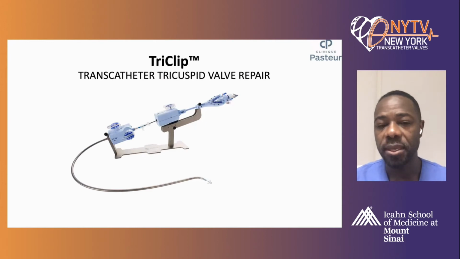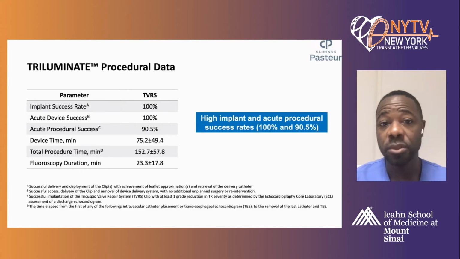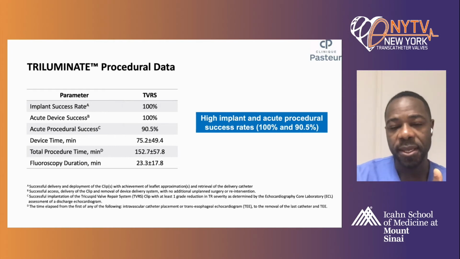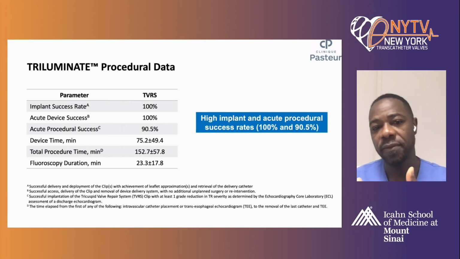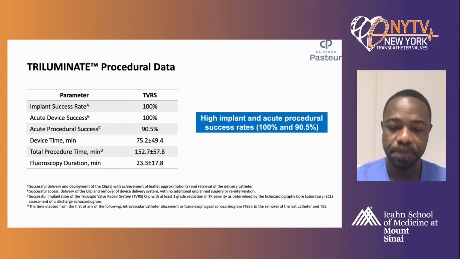The TriClip has been described in the previous talk, and this is definitely a device designed for the tricuspid. Let's focus on the TRILUMINATE trial, 85 patients, meant to evaluate the safety and performance of the TriClip in symptomatic patients with moderate or greater tricuspid regurgitation. First, in terms of procedural success, this was extremely impressive with 100% procedural success rates. This clearly illustrates the safety of the procedure on the tricuspid side. We had seen that on the mitral side, and it's even greater and even safer. It seems to be safer in terms of procedural aspects on the tricuspid side, and this is really reassuring for the patients.